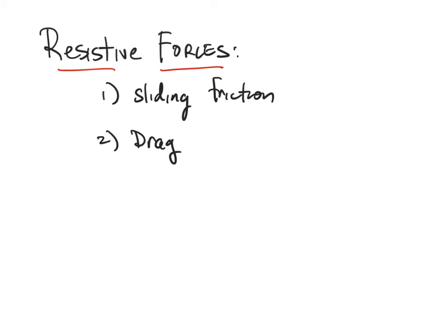Okay, now that we know a little bit about Newton's second law, I think this is an appropriate time to take a look at a couple different types of forces that are known as resistive forces. They're called resistive forces because they resist motion. You can see the root word here, resist. They resist motion. So the two categories of resistive forces are friction, or specifically sliding friction is what we're going to be discussing.